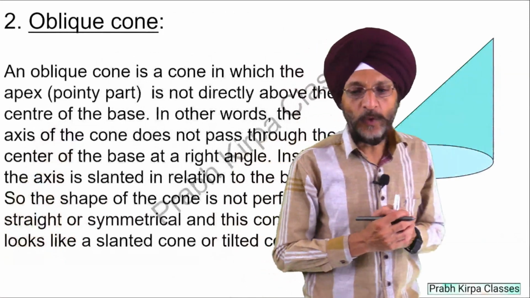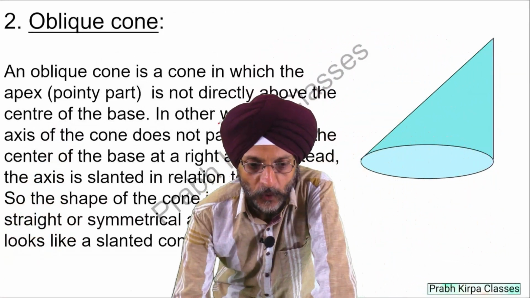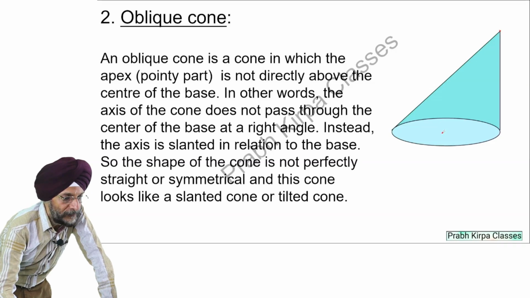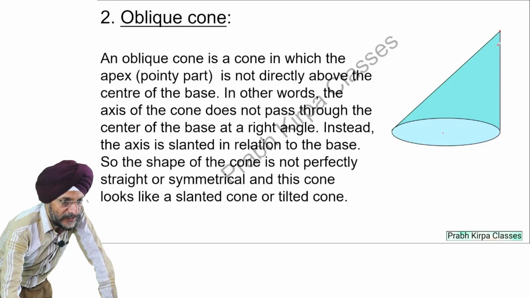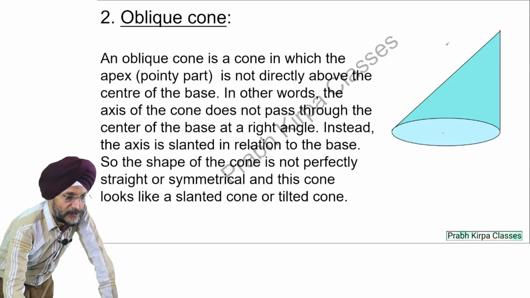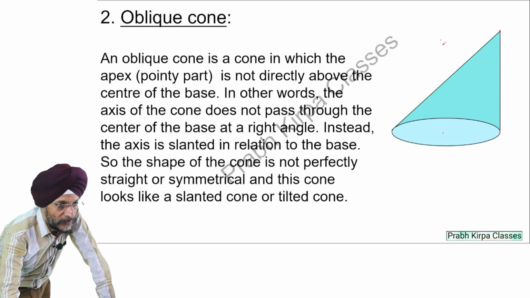Now the second cone which we will discuss is oblique cone. This is the cone in which the pointy part is not directly above the center of the base. You can see here that if we assume that this is the center of the base, then this pointy part is not directly above. If we raise the line directly above the center of this base, it will come here, but its pointy part is here.